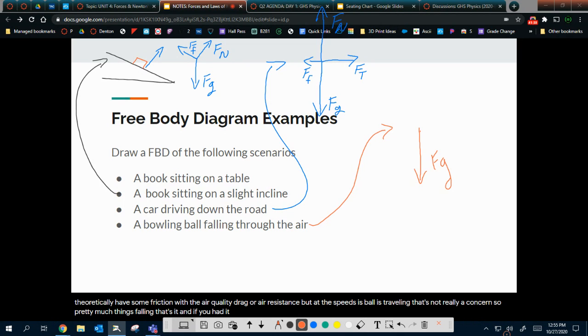And if you had it falling through the air, you might have a tiny little arrow up here for some air resistance. Now, if we drop it, say, out of a plane, give it a good distance to fall, eventually this friction or this air resistance could get bigger and bigger and bigger to the point where it's actually the same size as the force of gravity. That's actually called terminal velocity. And that happens, like when you skydive. The friction from the air is actually equal to gravity. Does that mean that people just stop? No, they keep falling, they're just not getting any faster. Right? So that's it for this slide.